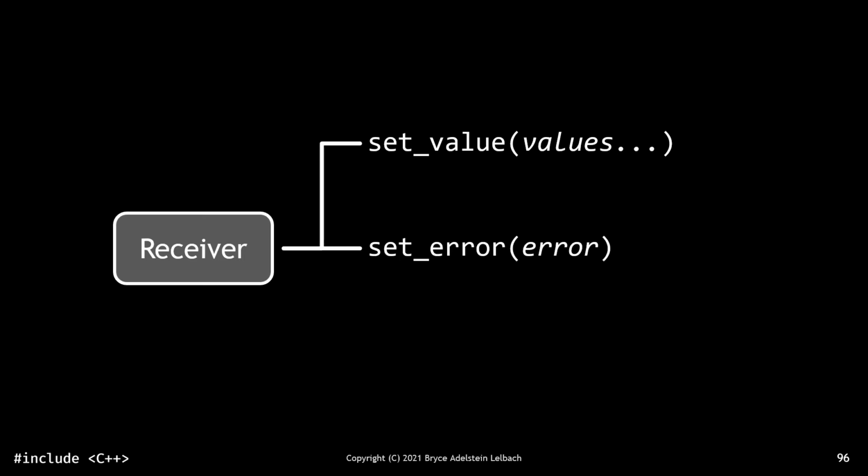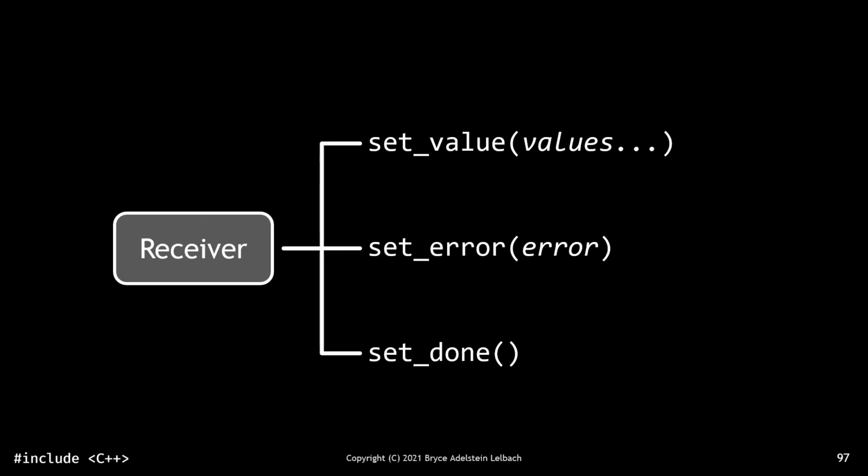Receivers are handlers that get notified with a signal by a sender. There are three different handling paths, which are called channels. The value channel is used to indicate successful completion and may pass one or more values to the receiver. The error channel indicates that the sender's work failed and passes an error object that contains information about the failure. The done channel is used to indicate that the sender's work was canceled before it could be performed.